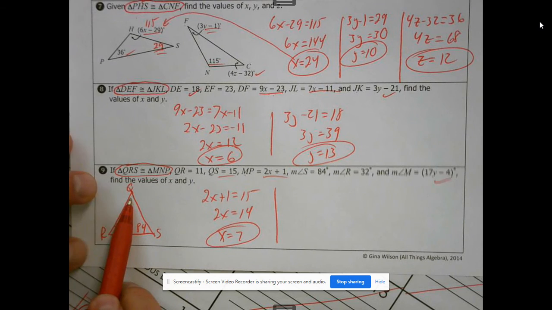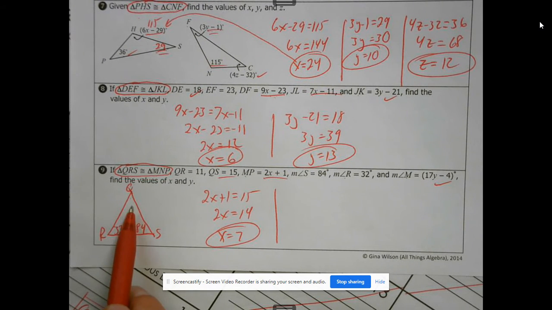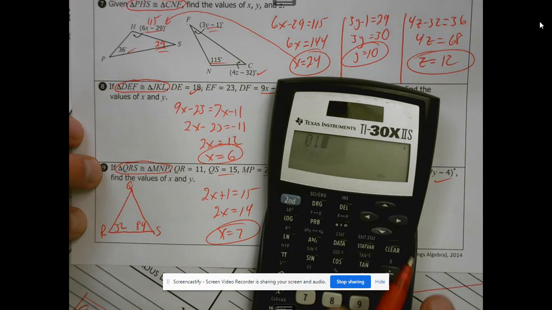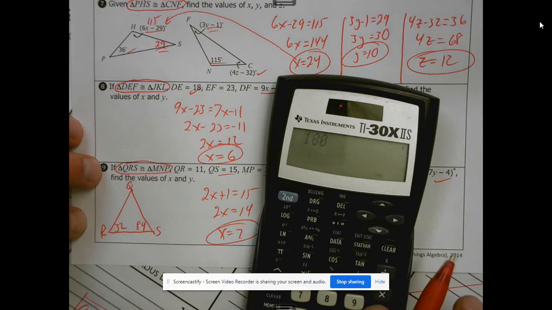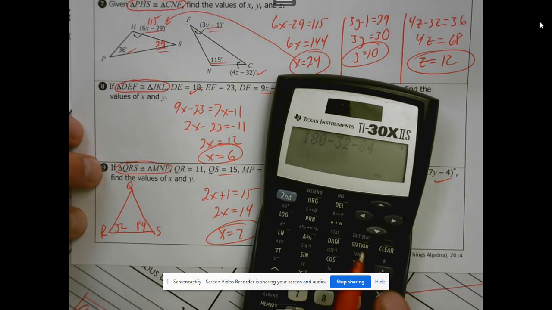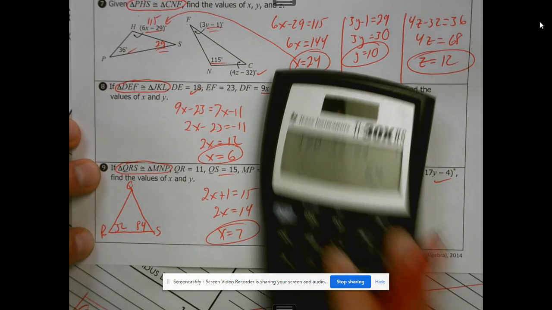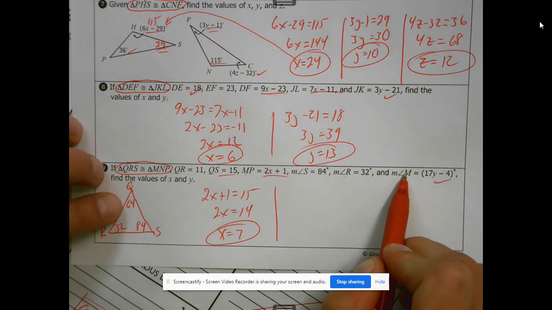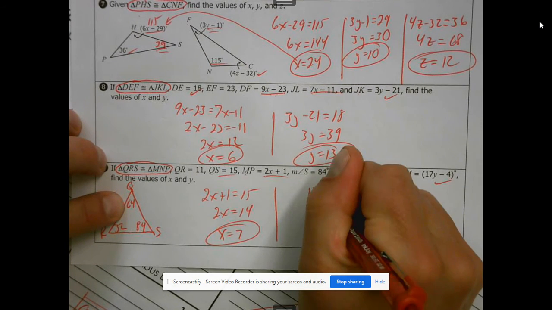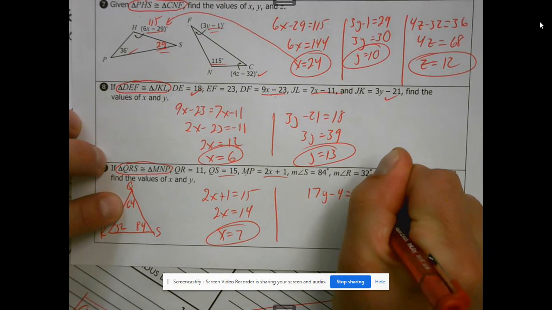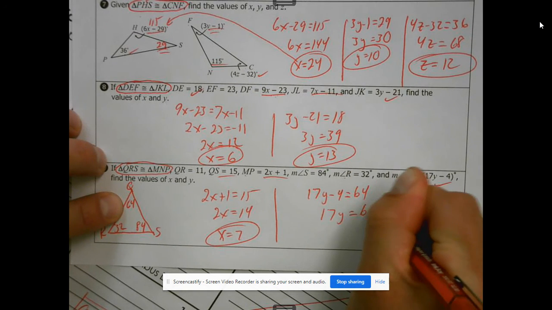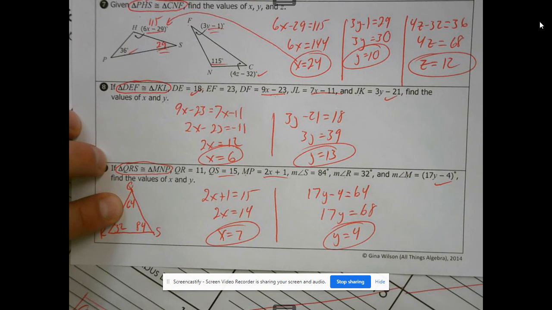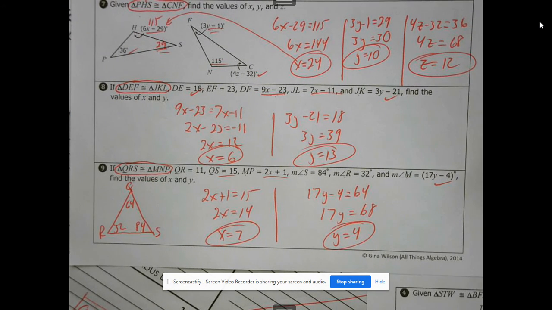Remember, angles inside of a triangle add up to 180. So if I take 180, subtract these guys off, I'll have angle Q. So real quick, 180 minus the 32 minus the 84. Angle Q is 64. All right, now I can set angle M equal to angle Q because now I got an actual degree there. So 17y minus 4 is 64. Add the 4 to get 68. And then 17 goes in there 4 times. That is it for congruent triangles.